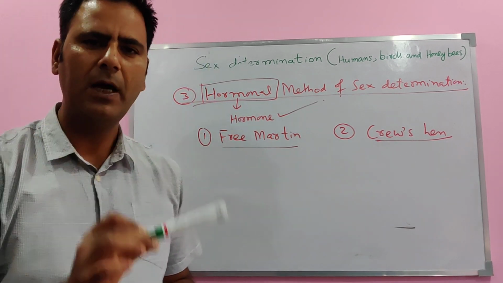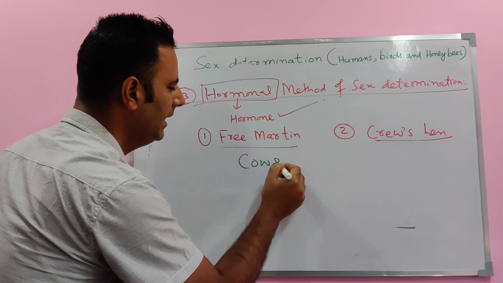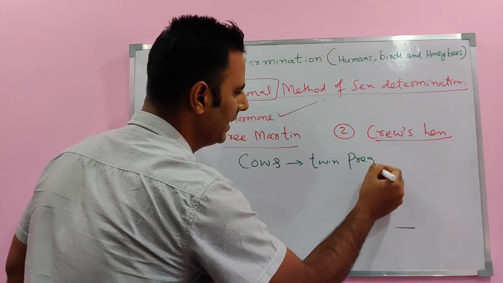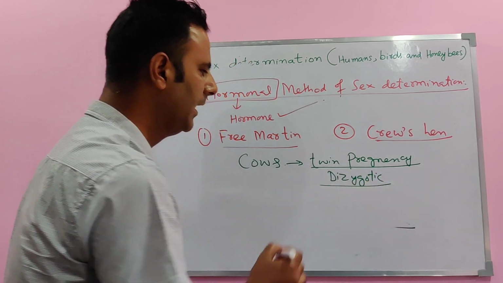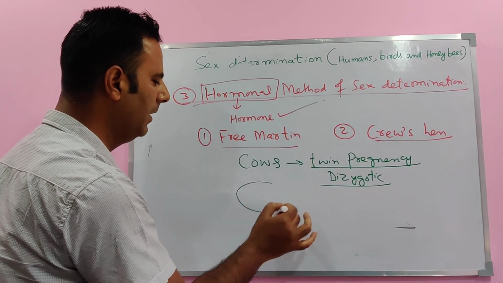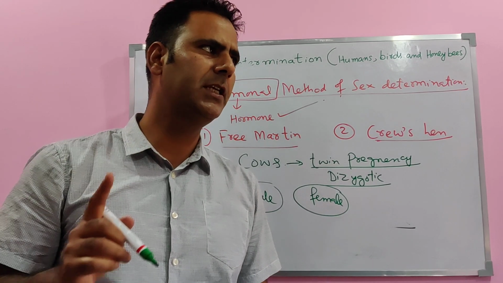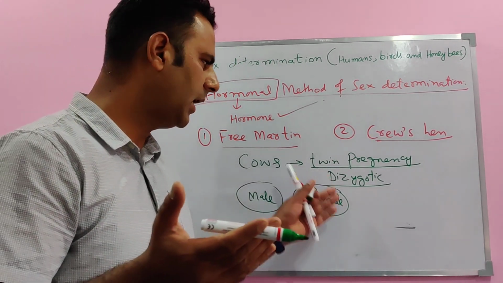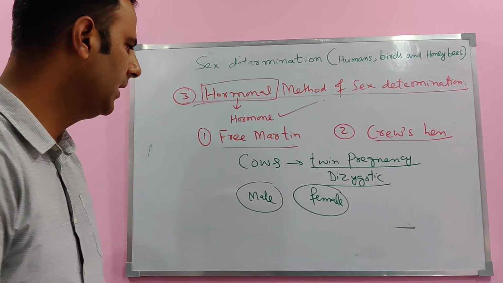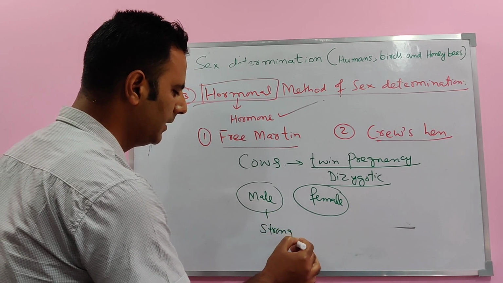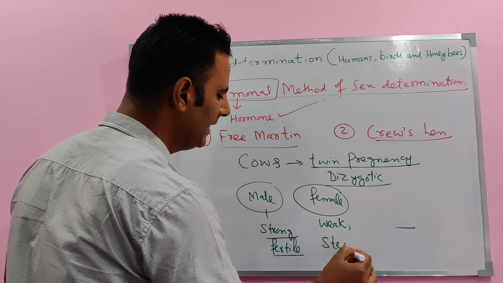What is happening in Freemartin? Freemartin is occasionally witnessed, occasionally seen in cows. There may be a twin pregnancy, and this twin pregnancy will be dizygotic. In this twin pregnancy, one may be male and the other female. One is the male, second is the female. At the time of birth, what we see is the male is very strong and fertile. However, the female is comparatively weak and sterile.